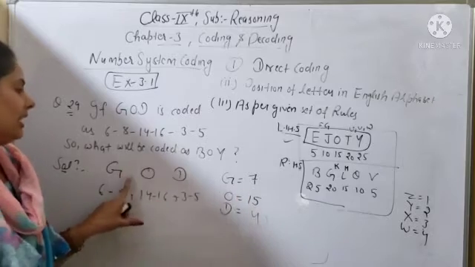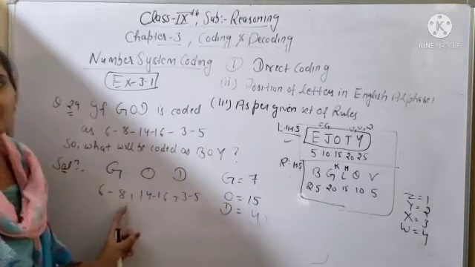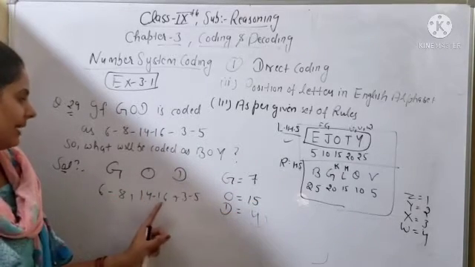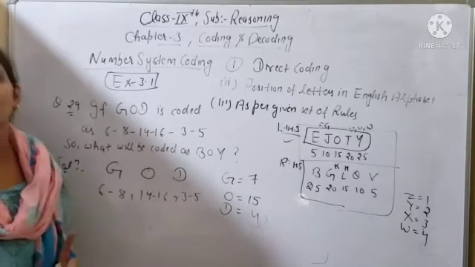So how will you write G-O-D? Simple. G position is 7, so 7 will come between 6 and 8. The second one, O position is 15, so this will come between 14 and 16. And D position is 4, so 4 will come between 3 and 5.